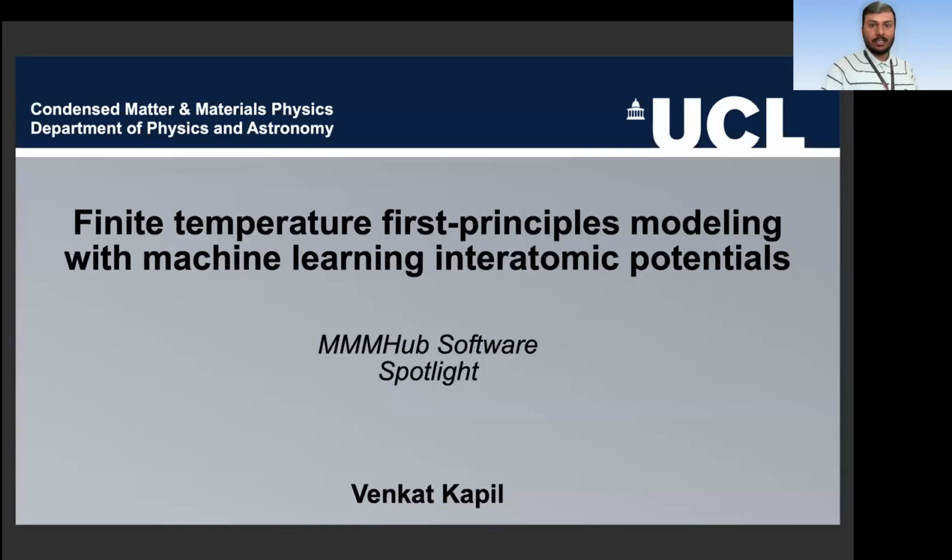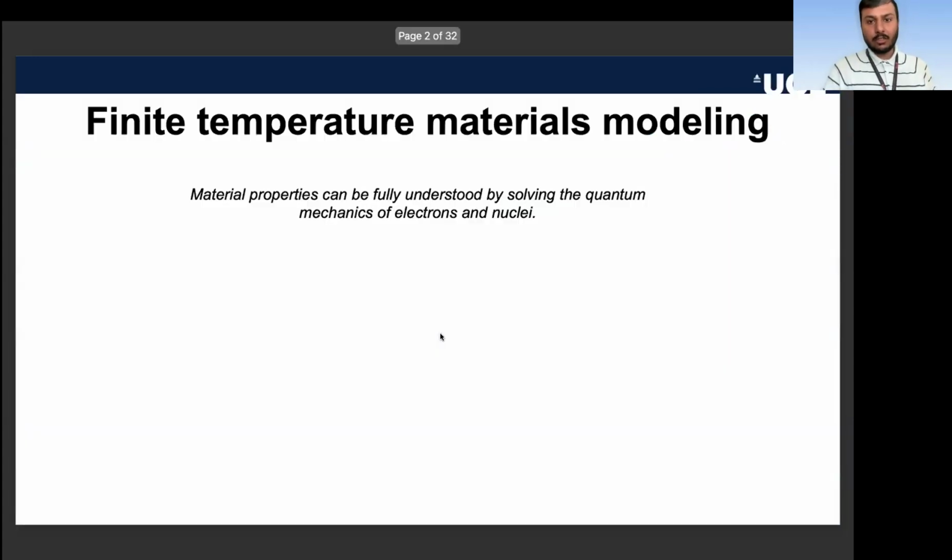So Ilyes has very nicely discussed machine learning interatomic potentials. Hopefully by following what he has said and his tutorials, you can train your models. I want to talk about the next stage, which is actually applying these models for materials modeling. And the broad theme that I'm going to touch upon is just modeling materials at finite temperature.